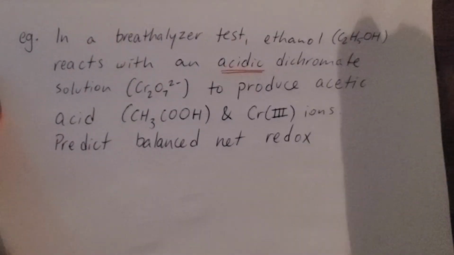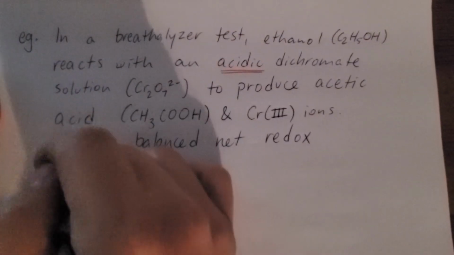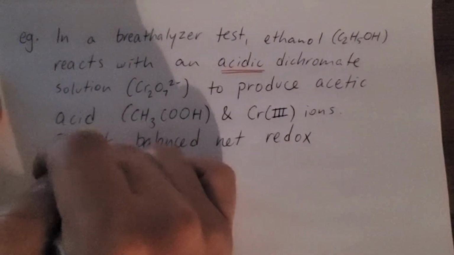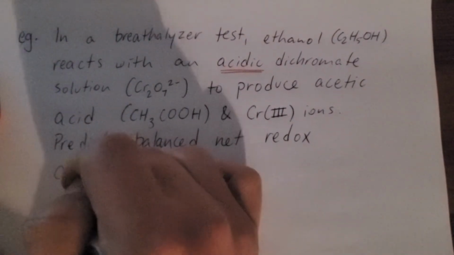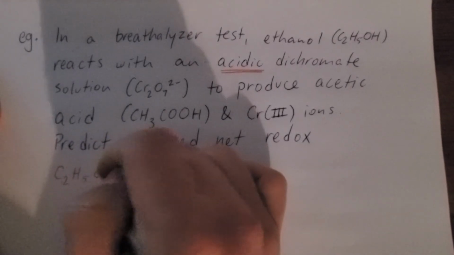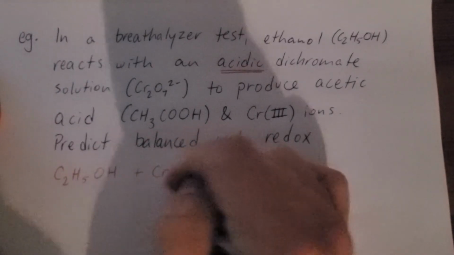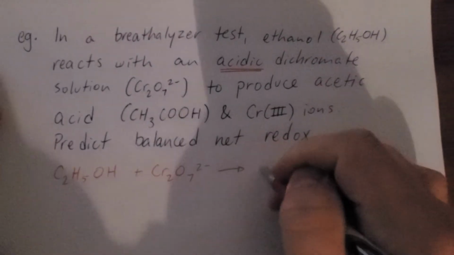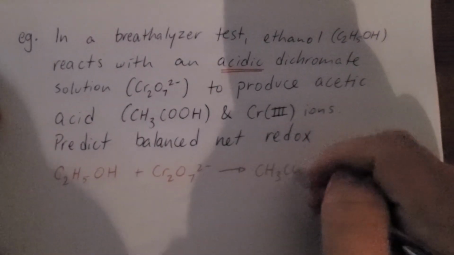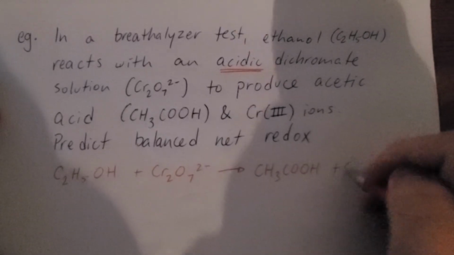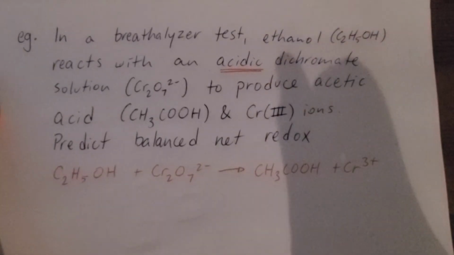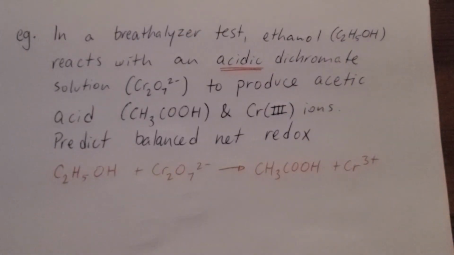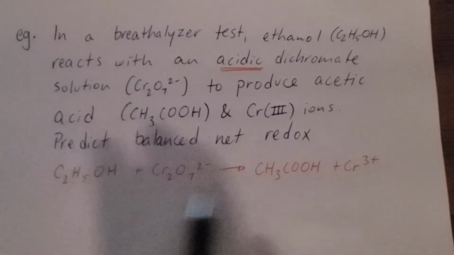Okay, so when you're doing this, start with what is called a skeleton reaction. So we know that ethanol reacts with dichromate to form acetic acid and chromium 3. All right, so these are the bare minimum entities involved in the reaction.